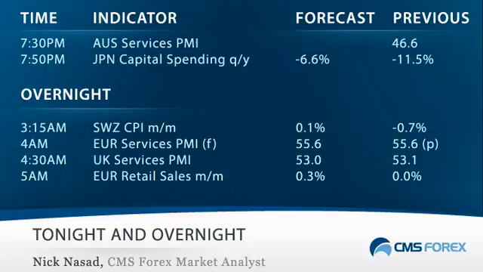However, first up, in the fundamental docket for tonight, Australia will post its services PMI and Japan posts its capital spending figures. Overnight, Switzerland releases its measure of consumer prices, while the Eurozone will post its final version of its services PMI as well as a measure of retail sales. The UK, meanwhile, posts its services sector activity.